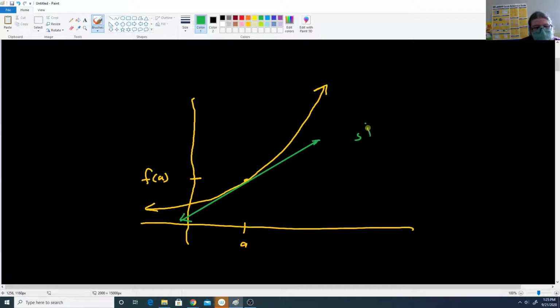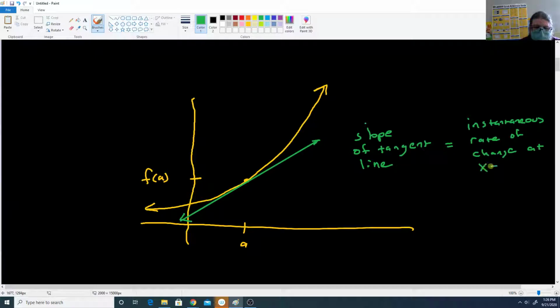So the slope of the tangent line, if we remember from back in section 2.1, is equal to the instantaneous rate of change instead of the average rate of change. And the instantaneous rate of change, we should say at x equals a, because x equals a is where the tangent line is skimming the graph. So we want to see how these two are related.